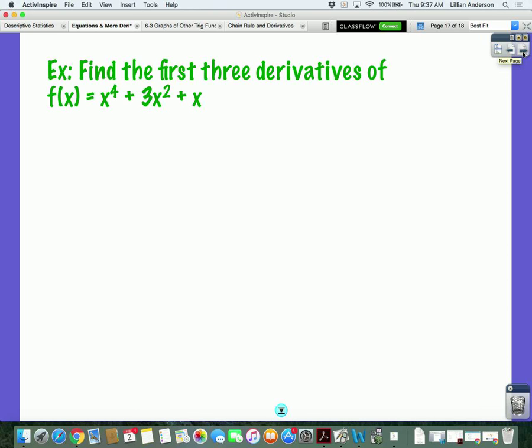So I want you guys to find the first 3 derivatives of this function, okay? I know you know how to find the first derivative, so go ahead and do that. But then to find the second one, you take the first derivative and do the derivative again. Find the first 3 derivatives. So your first derivative, you should have no issues finding that. Apply your power rule. So you get what?